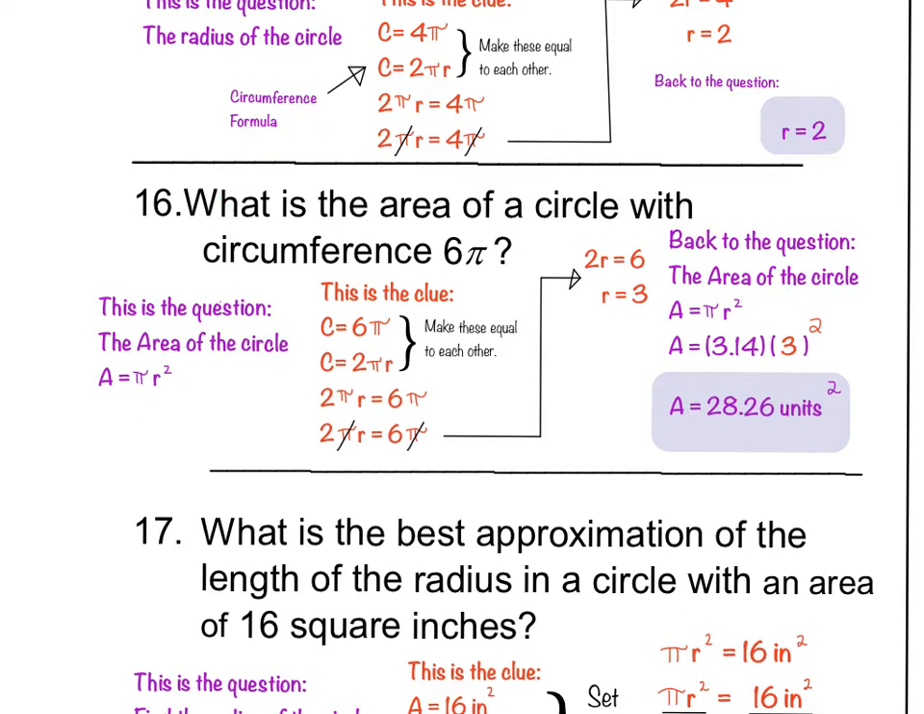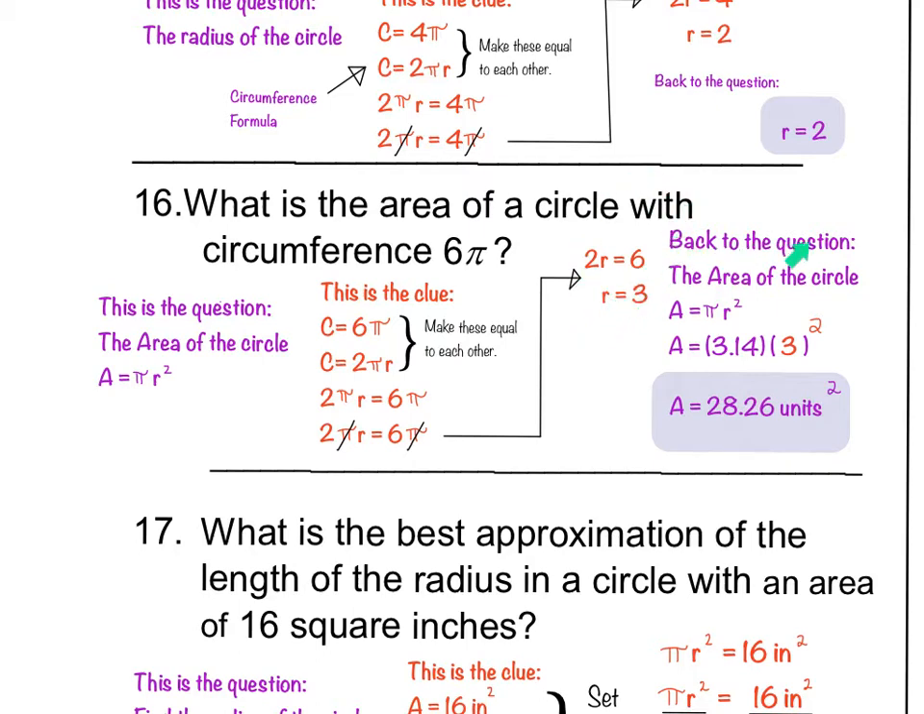Problem number 16 asks, what is the area of the circle? So this time the question is, what is the area of the circle? The clue is that they gave you that the circumference is 6 pi. So that means C equals 6 pi. The formula for circumference is C equals 2 pi r. Set these equal to each other. So 2 pi r equals 6 pi. The pi's cancel, leaving you with 2r equals 6. And that means we found that r is equal to 3.